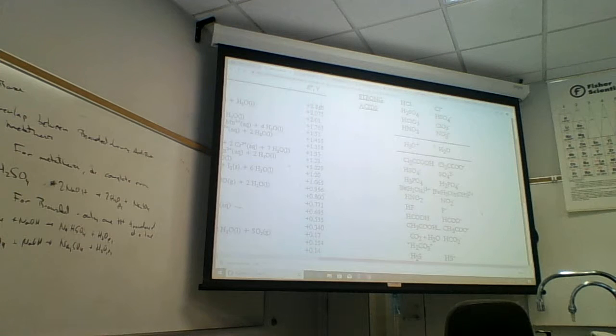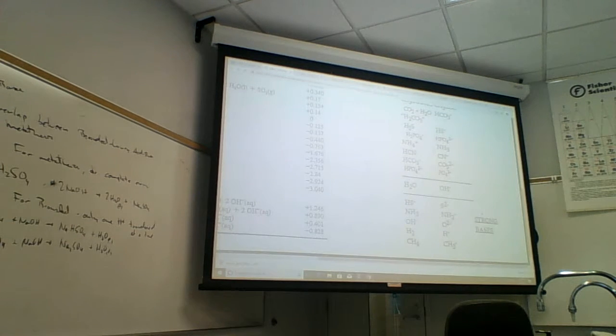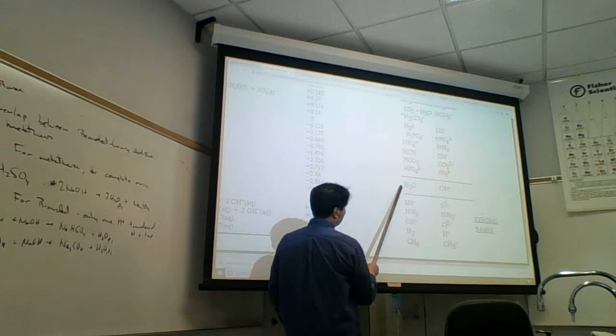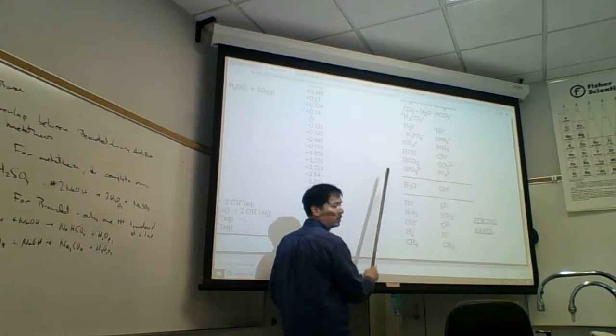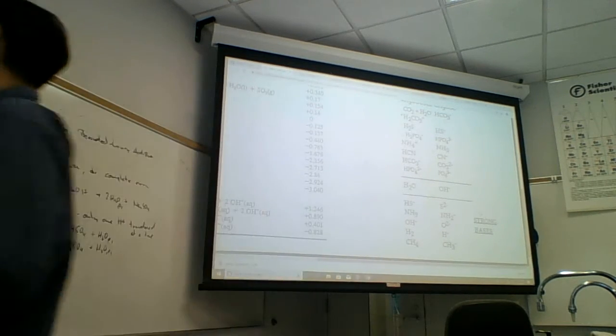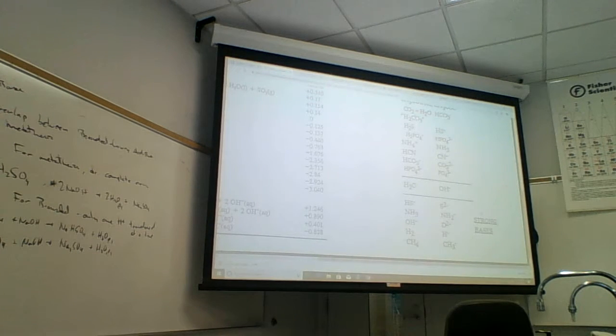Step 3, find the strongest acid present. Okay, we have two acids, bicarbonate and water. Which one is stronger, bicarbonate or water? So when we look at the chart, here's bicarbonate, here's water. Which one's stronger? Bicarbonate stronger. And so the strongest acid present here is bicarbonate. Therefore, it's going to dictate how it behaves. It will behave as the acid.